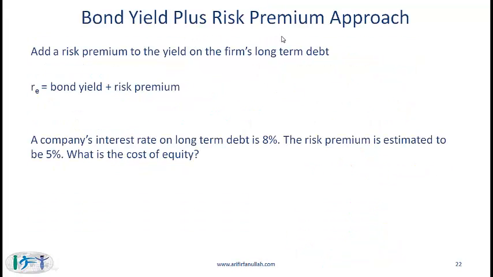Bond yield plus risk premium approach. In this approach, we add a risk premium to the yield on the firm's long-term debt. The assumption here is straightforward. The return on equity should be greater than the return on the company's bond, because as we've discussed before, equity is more risky. If a company's long-term debt yields 8%, and we are told that the risk premium for the company's stock is 5%, we simply do 8% plus 5%, which is 13%.